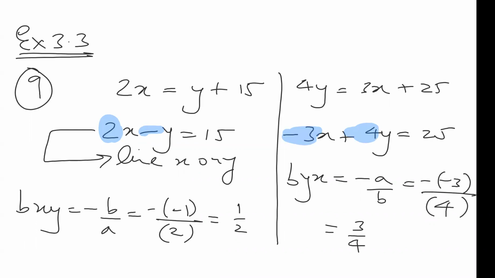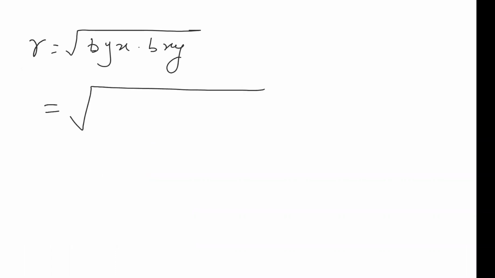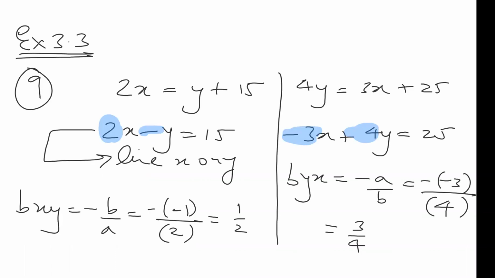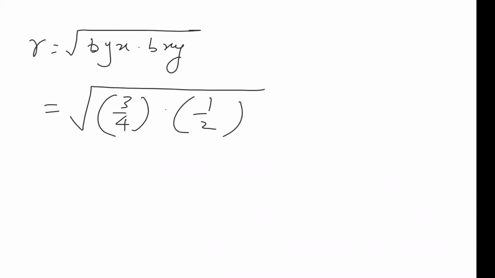So the method becomes very short when they mention which line is x on y and which line is y on x. Now we can also calculate r. r is equal to root of byx into bxy. You can also write root of bxy into byx. byx is 3 by 4, which we calculated just now, and bxy is equal to half. So this is root of 3 by 8.